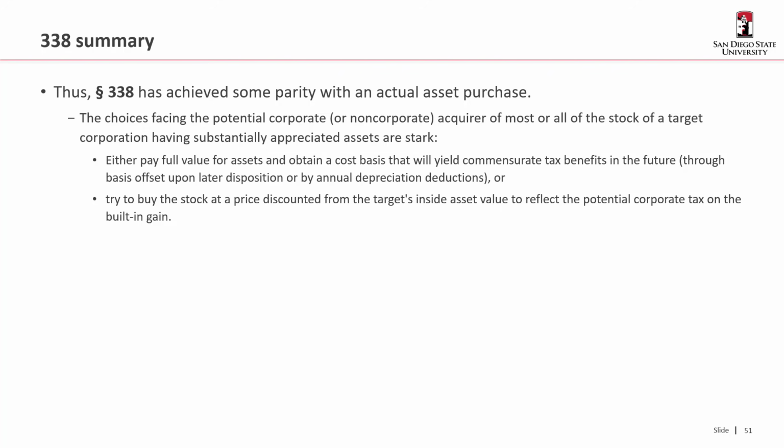The choices facing the potential corporate or non-corporate acquirer of most or all of the stock of a target corporation having substantially appreciated assets are stark. So you either pay full value for the assets and obtain cost basis that yields commensurate tax benefits in the future, or try to buy the stock at a price discounted from the inside asset value to reflect the potential corporate tax on the built-in gain.